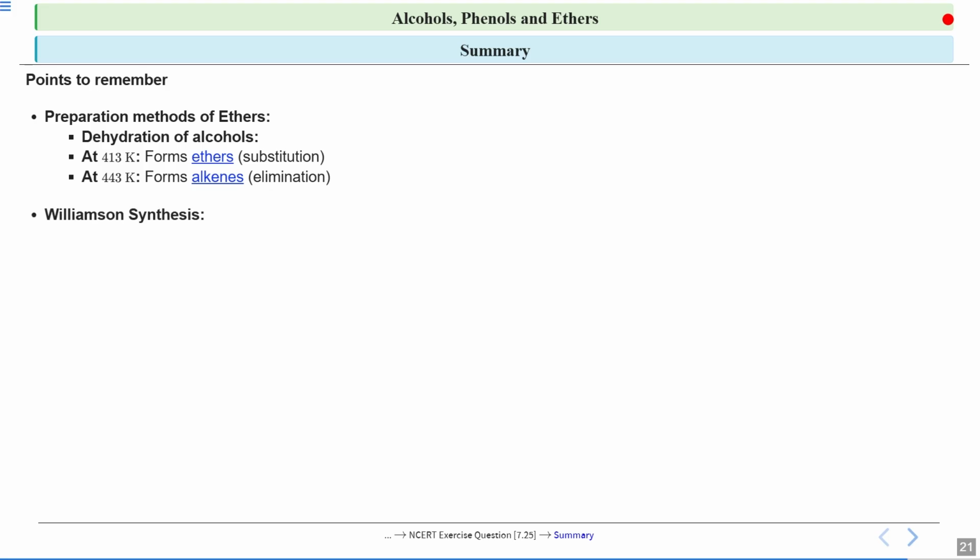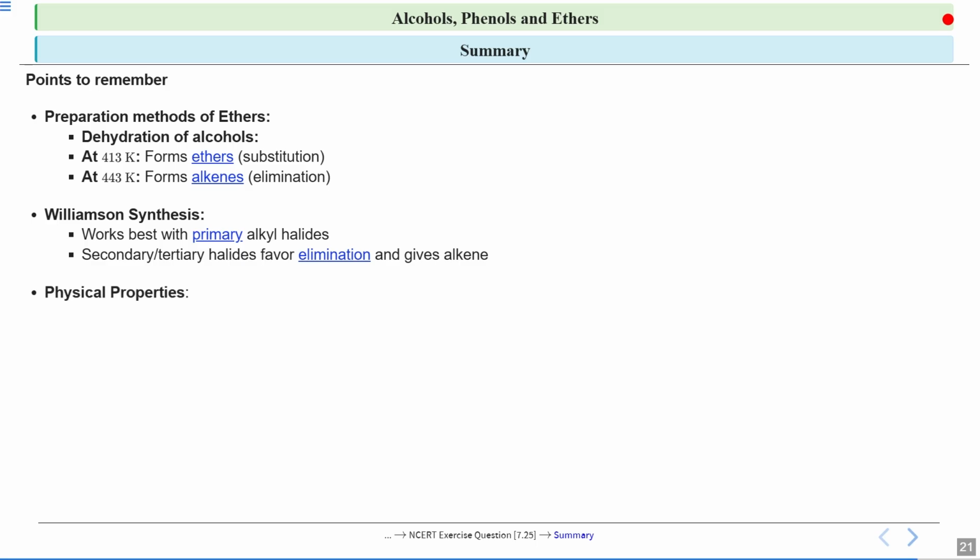Then I discussed Williamson synthesis. In Williamson synthesis, it works best with primary alkyl halides. For your sodium alkoxide to attack, it should be a primary alkyl halide, because if it is a primary alkyl halide, there is no steric factor. So in this case substitution is favored, and from an alkyl halide you get an ether. But when you talk about secondary and tertiary halides, elimination is favored and it gives alkenes because of the steric repulsion factor in that case.